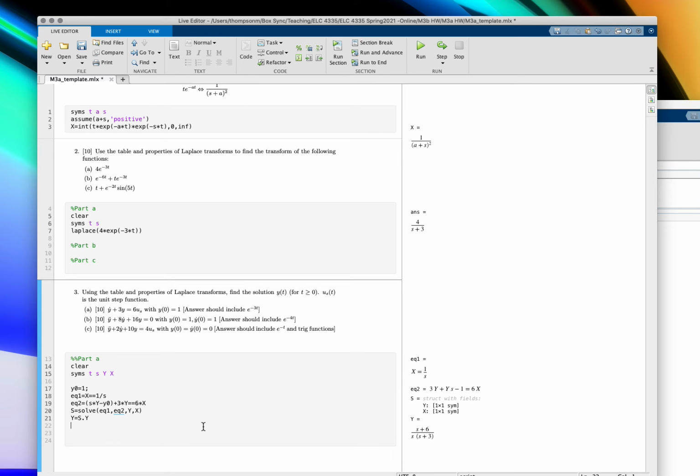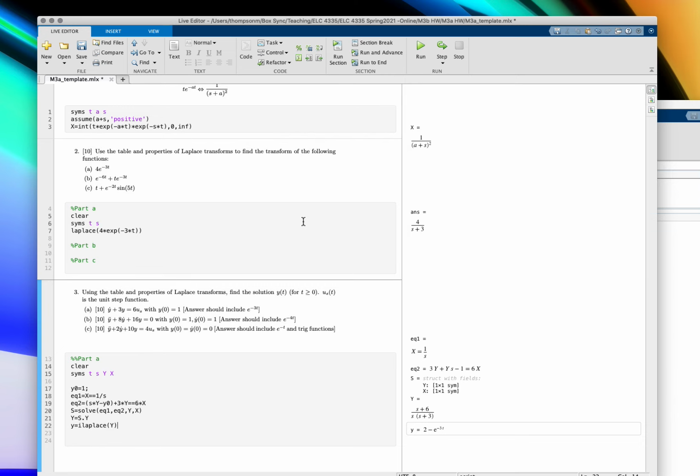All right, and so from there, it's just a matter of doing the inverse Laplace transform. And we run that, and we get the solution. All right, so that should match with what you have for the homework solution set.